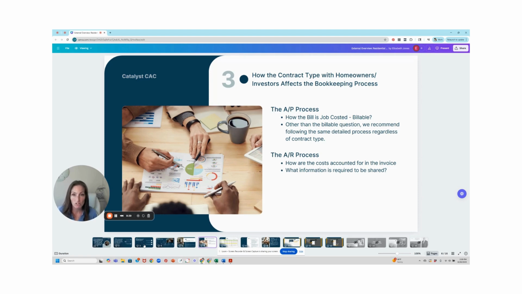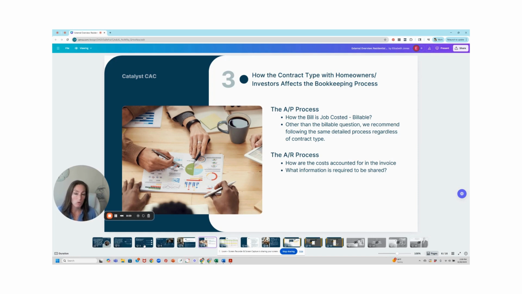If it's a fixed price contract, you are not going to mark the bill billable because we do not need to add the actual cost to the construction draw. If it is a cost plus contract, we are 100% marking that bill billable so that we can recover that unbilled cost to the homeowner and get our markup on it.